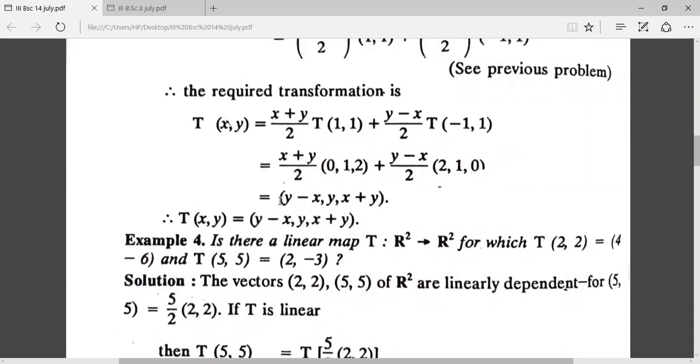So these are all 5 marks problems. It will be asked in the examination in similar fashion.